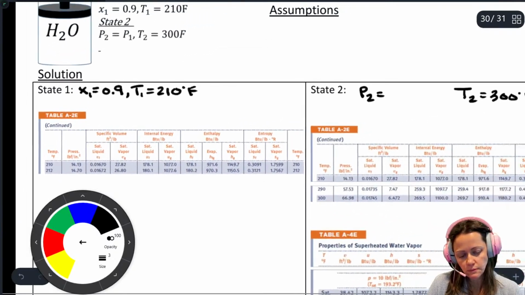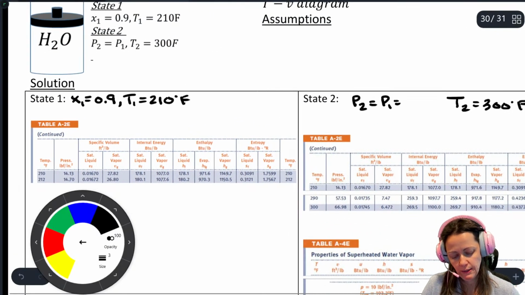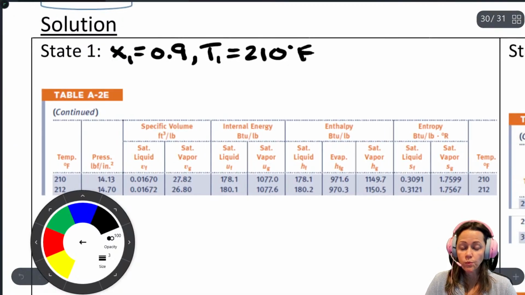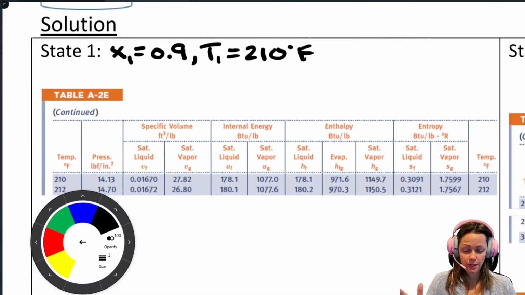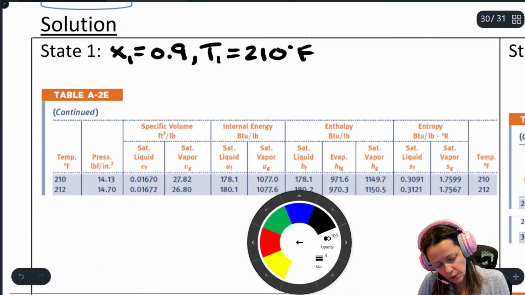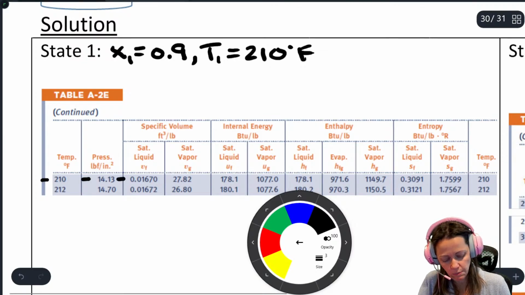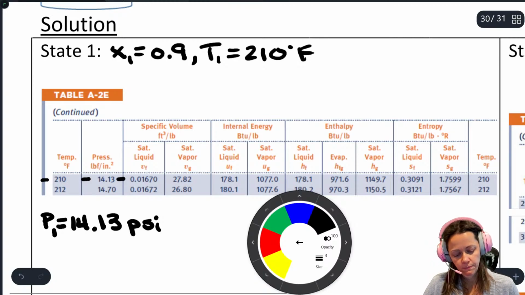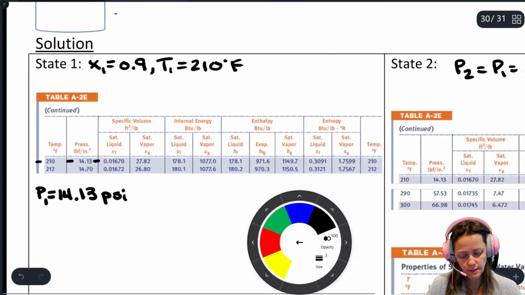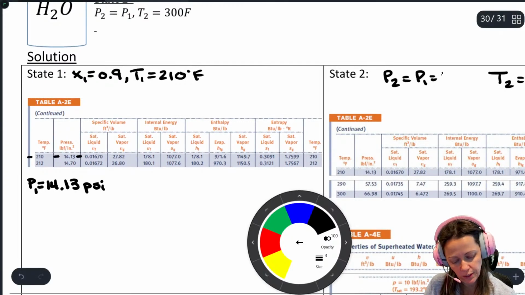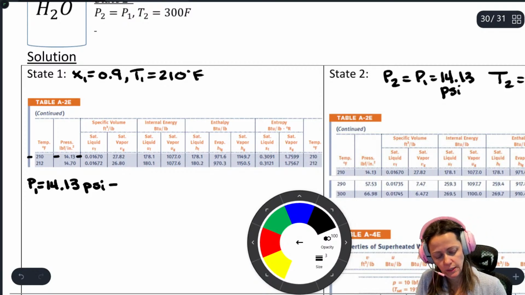P2 is equal to P1, which we don't know yet, so we're going to find out. At state 1, we've got a quality, so it has to be saturated, right? If I go to my tables at 210 degrees Fahrenheit, the only possible pressure would be 14.13 psi. That's going to be important because I need that information over here. I know this because it's the saturation pressure at T1.